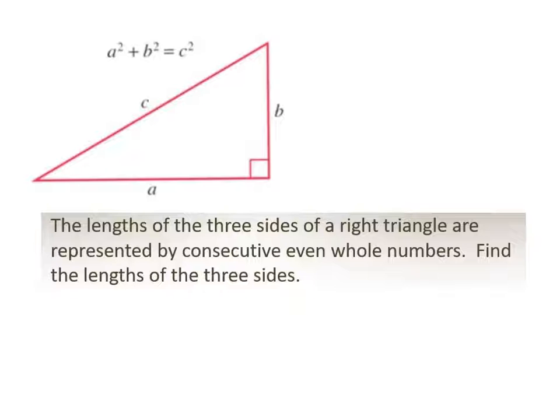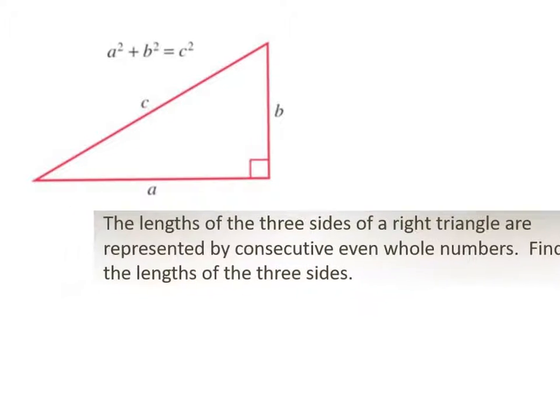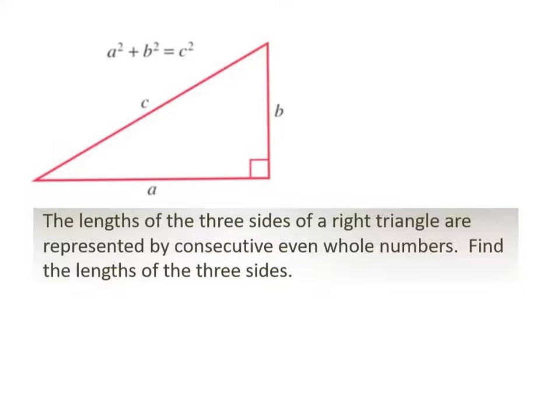So it says, the lengths of the three sides of a right triangle are represented by consecutive, even, whole numbers. Consecutive means one right after the other, but even means that, of course, they all would have to be even. So for instance, consecutive even numbers could be 2, 4, and 6; 4, 6, and 8; 8, 10, and 12. And what you notice is consecutive even numbers just keep adding 2.